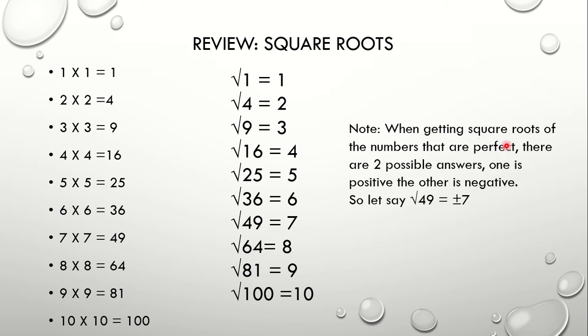There's a note here. When getting square roots of the numbers that are perfect squares, there are two possible answers. One is positive, the other is negative. So let's say square root of 49, that is equal to positive negative 7. Okay, so this is how the square roots lesson works. Of course, this was already discussed during lower grades, so for grade 9 you already have the prior knowledge about square roots.